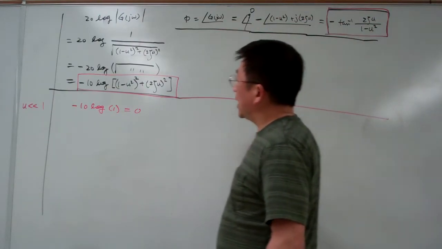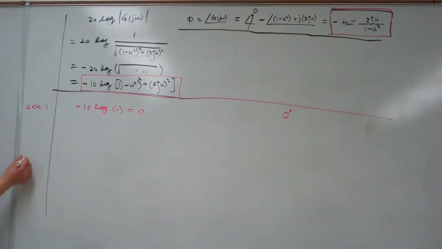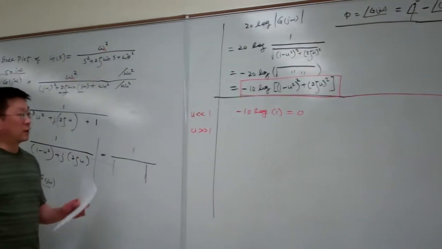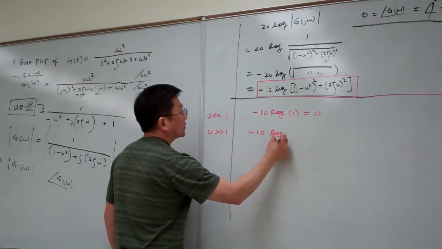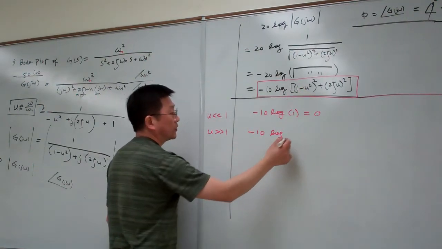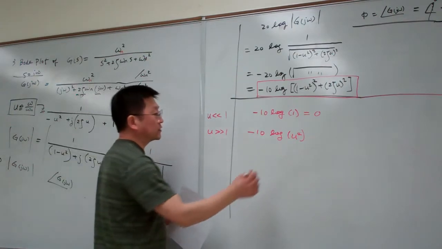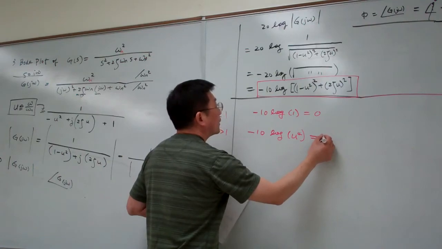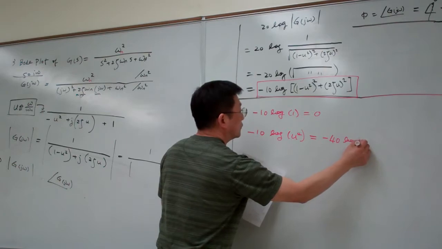And then when u becomes very large, this is minus 10 log, and it's about u to the 4th power. So that basically is minus 40 log u.